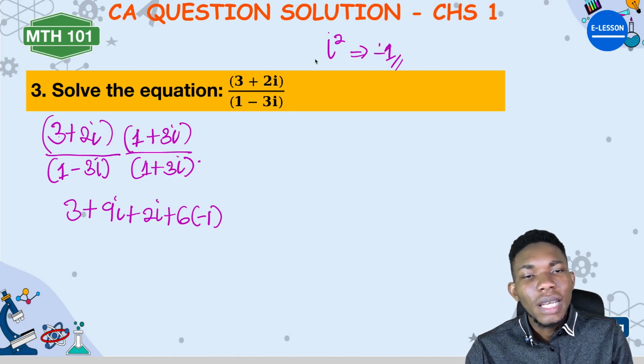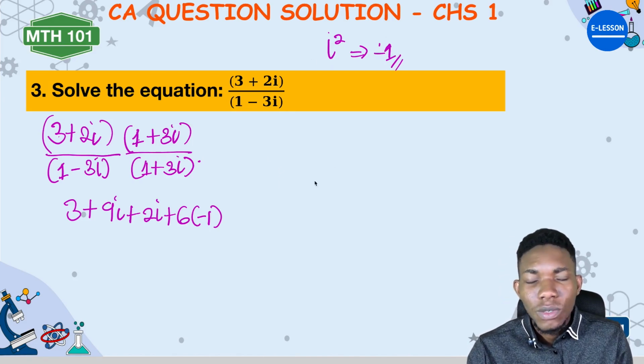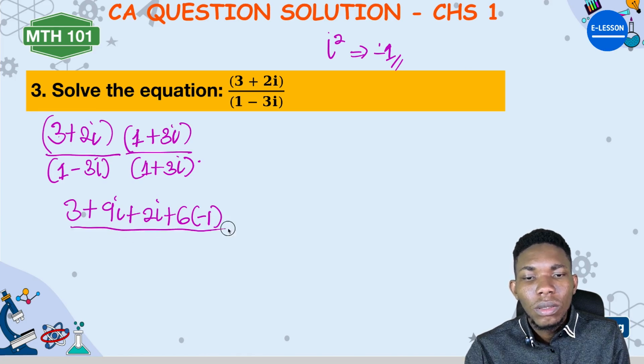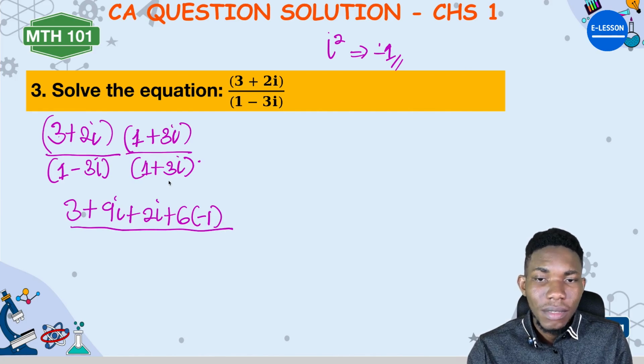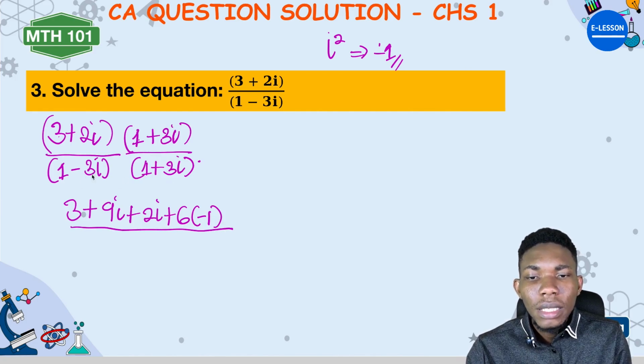So please take note of it. i squared is called iota squared, which is minus 1. Now, if you have something like this in mathematics, where what you have here and what you have here is the same, just that the sign differs, it's called difference of two squares. To solve a difference of two squares, use this one to multiply what you have here.